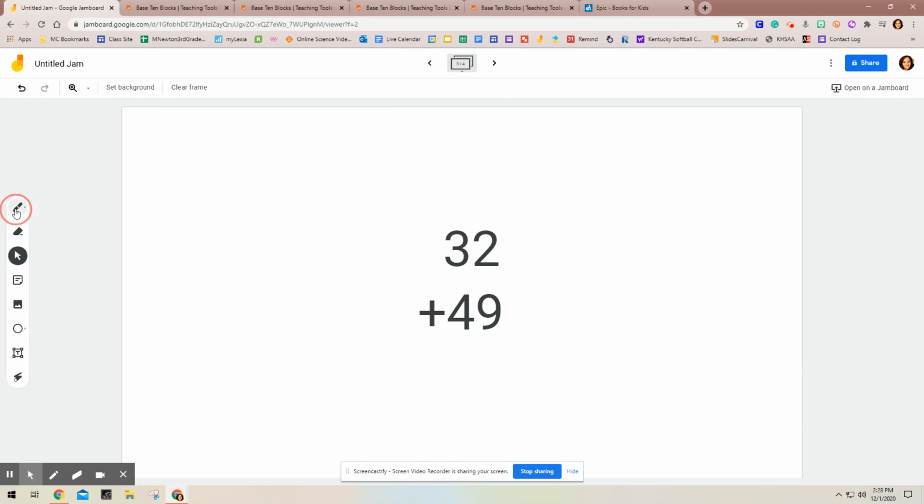32 plus 49. I'm going to draw a line separating my tens and my ones. Okay. So I always start with my ones. Always, always, always start with your ones. If you're starting with your tens, it's going to end up hurting you and you're going to get confused. We start with our ones in math.